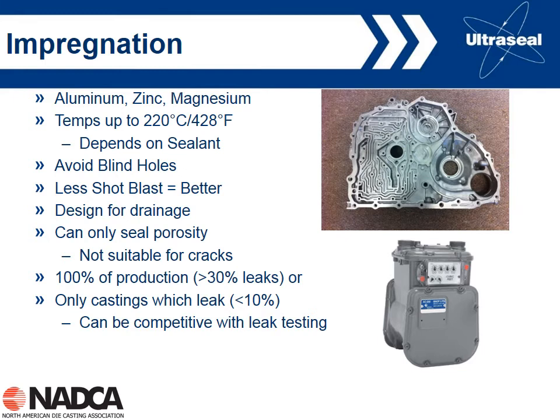If we're designing for castings, a general rule of thumb is that we only want to 100% impregnate when, say, more than 30% or so of the castings leak. If maybe only 10% of the castings leak, it might be more cost-effective to do 100% leak testing and then only impregnate those castings that are leaking. However, some of the people that do the impregnation say that these days it can often be more cost-effective to just 100% impregnate. So maybe that's something to think about ahead of time when you're designing for castings.